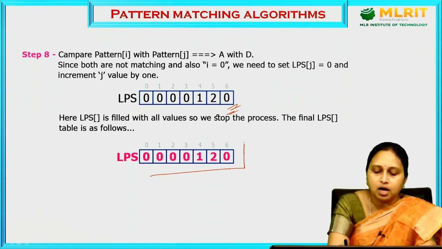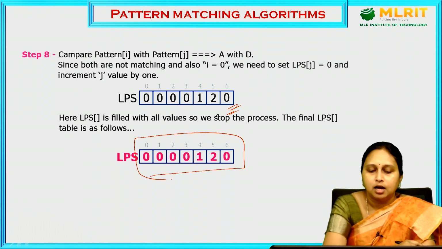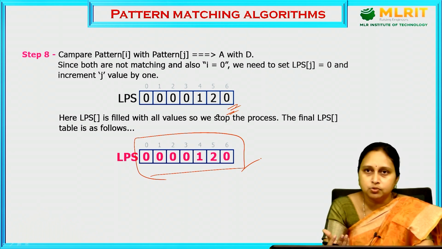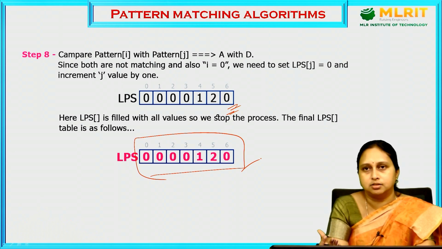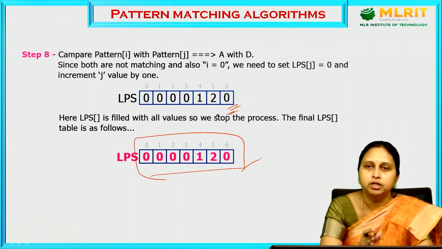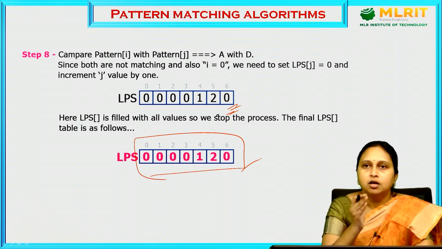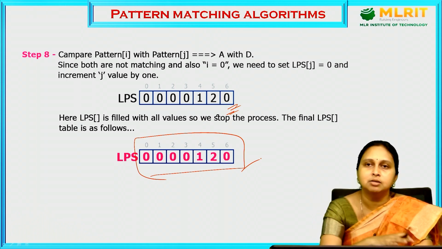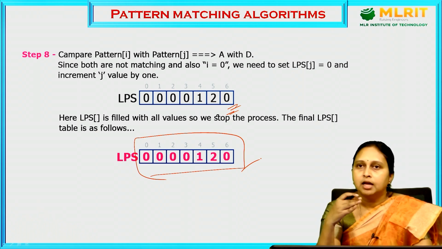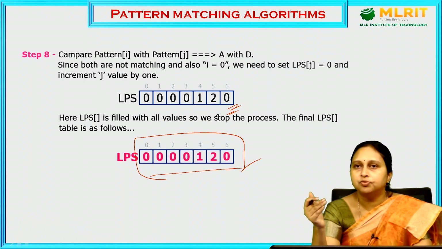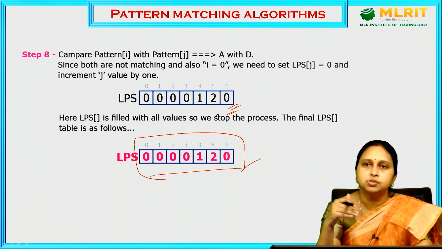At last we get the resultant LPS table, which is this one. Now this table is used for skipping some characters. Previously in brute force we move one step at a time and compare each and every character. But in KMP we can skip some characters and based on that do the pattern matching. Because of that, the time complexity is reduced in KMP.